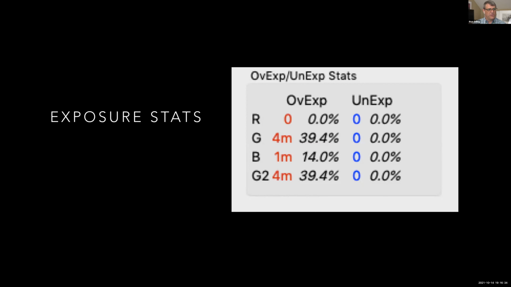And in this little screen grab here, you can see in the red channel, I've got 0 overexposed pixels. In the green, I've got 4 million overexposed pixels. In blue, I've got 1 million. And in green 2, I've got 4 million. If you're wondering why there is green and green 2, well, your sensor has 2 alternating rows: red, green, green, blue, green, blue, green, blue. So green is the first row, and green 2 is that second row as they repeat.